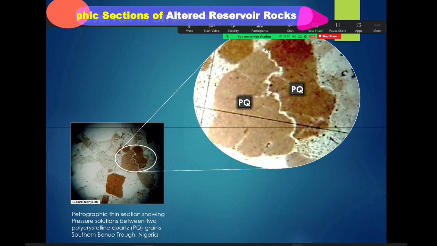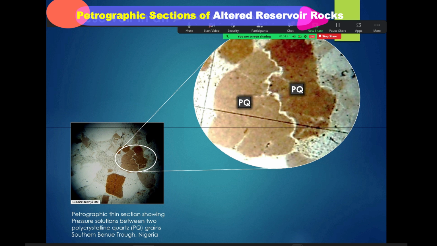What you will see is this pressure solution. Because there is limited space, there is pressure, there is compression. The individual grains at those interfaces where they meet are now crystallized because of some kind of pseudo melting of the grains.